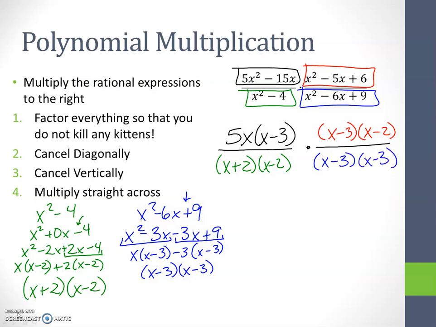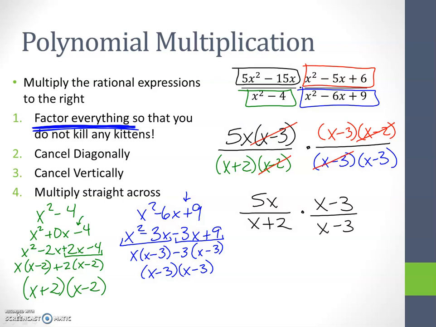So, again, the first thing that I have to do is factor everything so that I can avoid killing any kittens. Now, can I cancel anything diagonally? Well, from my top left to my top right, they both have an x minus 3. So those will cancel. From my bottom left to my top right, they both have an x minus 2. So those will cancel. After I do that, I'm left with a 5x over an x plus 2 times an x minus 3 over an x minus 3.